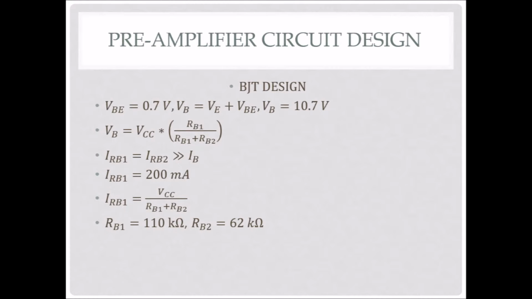From there, we calculated the RB1 and RB2, which are the resistors on either side of the base of the BJT. In order to calculate these, we used the fact that VBE was going to be 0.7, and VE is 10 volts to calculate that VB is 10.7 volts. From there, we realized that IB, being very small, could basically be disregarded, and the current through RB1 would be essentially the same as RB2. Using that knowledge, we found the ratio of RB1 and RB2 necessary, which resulted in RB1 of 110K and RB2 of 62K.